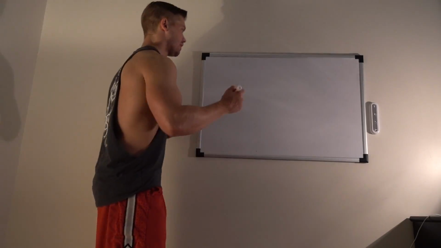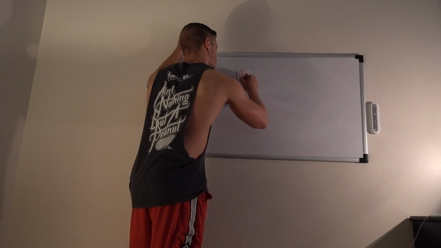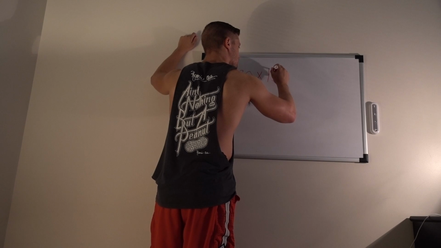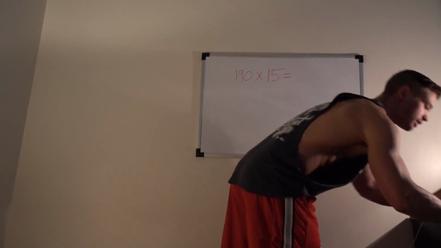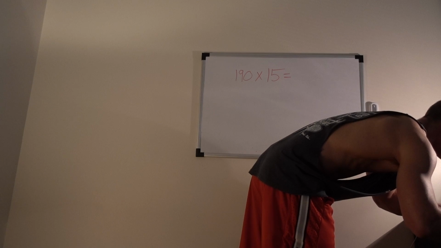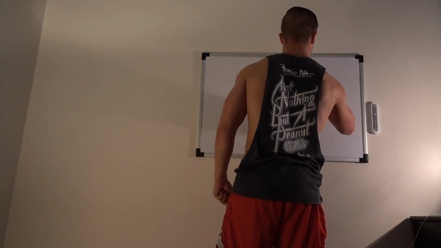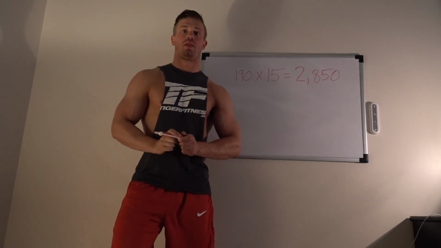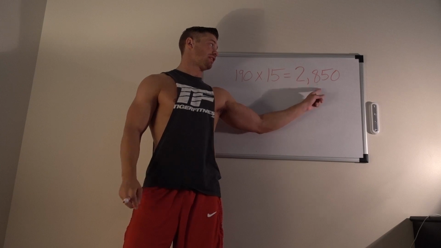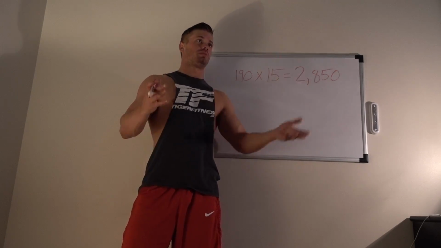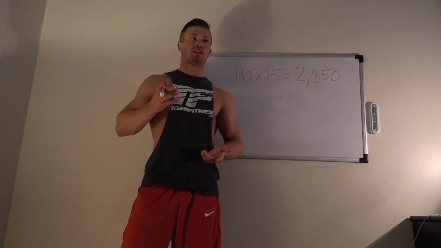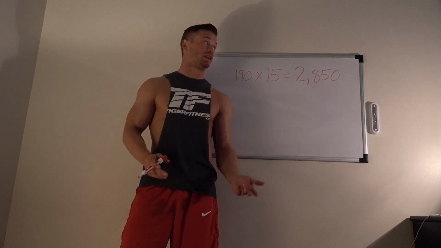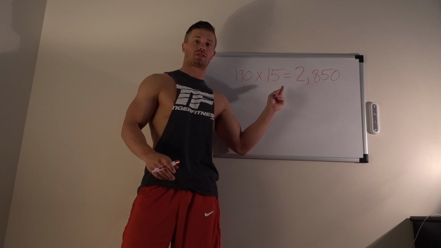So what we're going to do is just take the body weight, 190 pounds times 15, and that's going to be 2,850 calories. So that is our estimated maintenance calories right here, and that could be a little bit off. That's why you need to consistently go with that for a week or two and figure out if that's really where you're at. But this formula should get you pretty close to start.